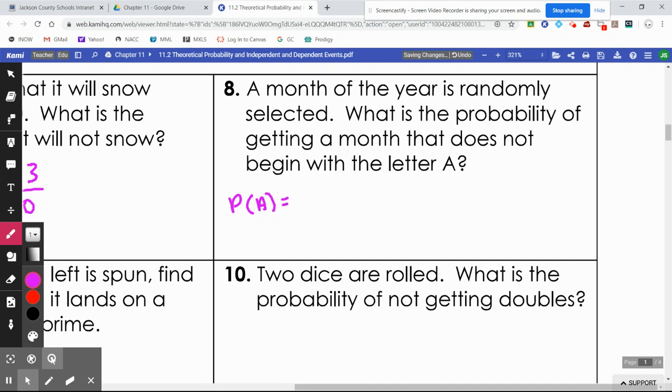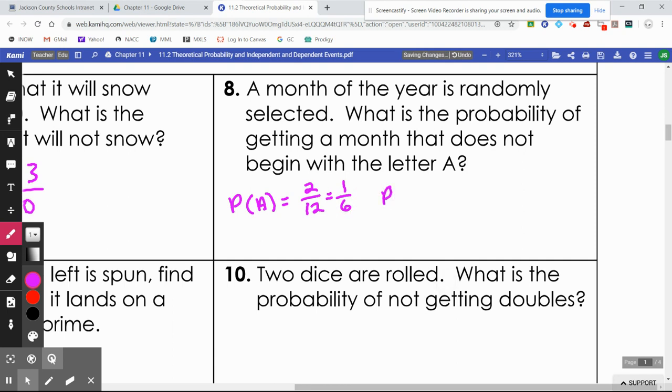And let's go through and talk about all the months that start with A. You got January, February, March, April, May, June, July, August, September, October, November. So only 2 out of the 12 months start with an A, which is the probability of getting a month that starts with A is 1 out of 6.